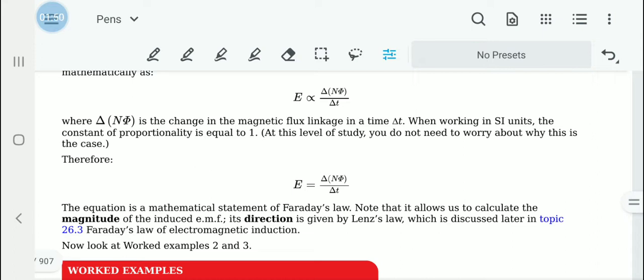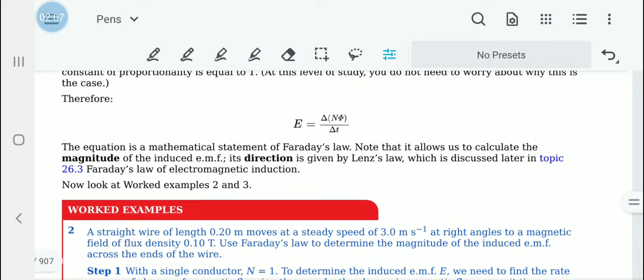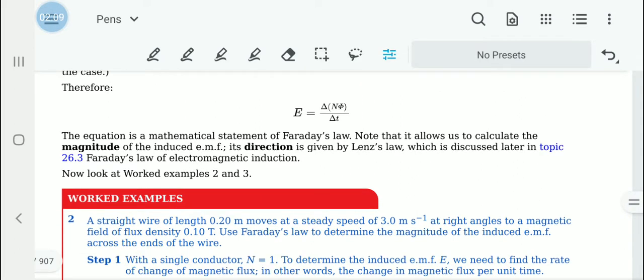Then we take the constant of proportionality to be equal to 1, and you don't have to know why it is 1. Because it is 1, we get the equation E equals delta Nφ upon delta t. This is the mathematical equivalent of Faraday's law. Using Faraday's law, E equals delta Nφ upon delta t.